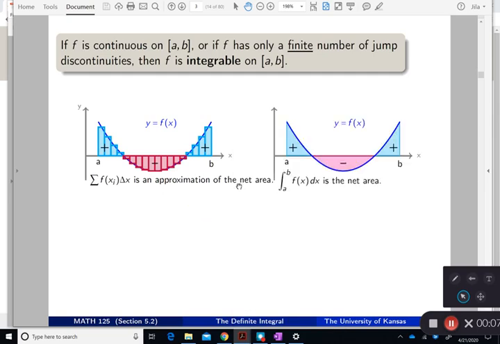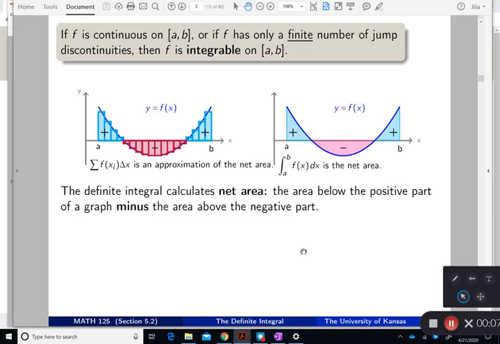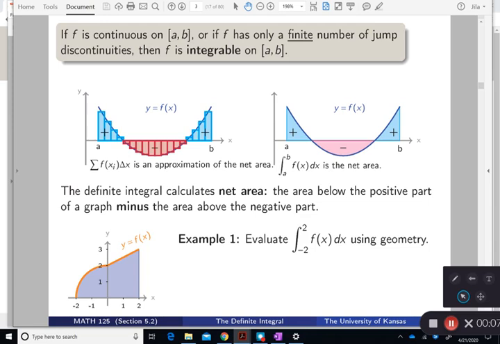So this gives you that the integral from a to b of f of x dx is going to be the area above the x-axis but below the curve, minus the area below the x-axis but above the curve. And so basically the definite integral calculates the net area: the area below the positive part, minus the area above the negative part. And so look at this one.